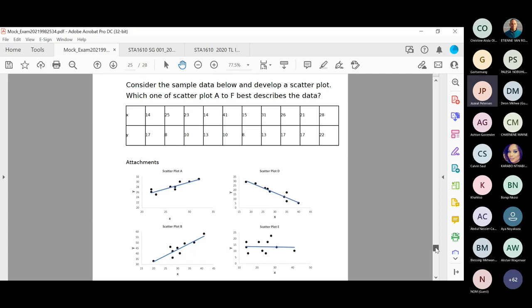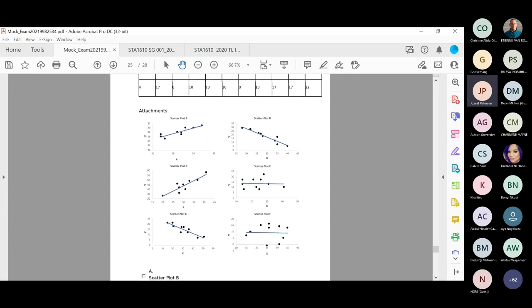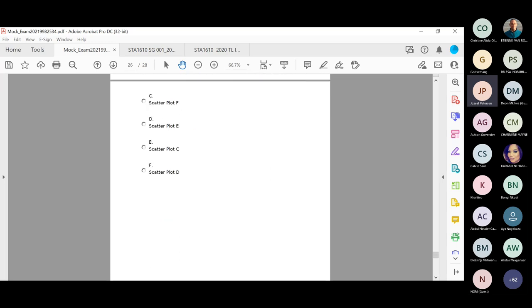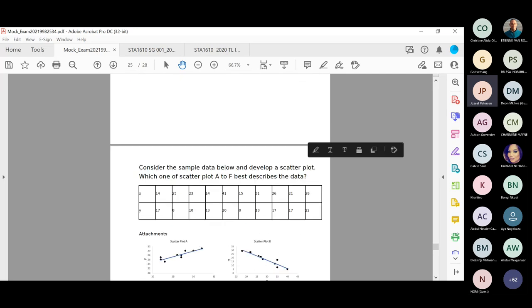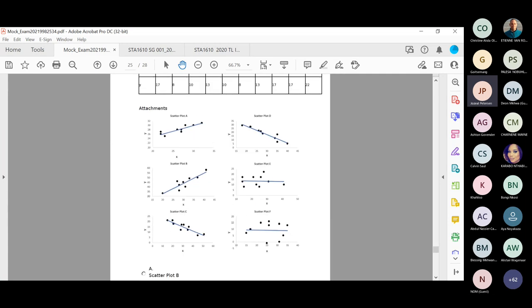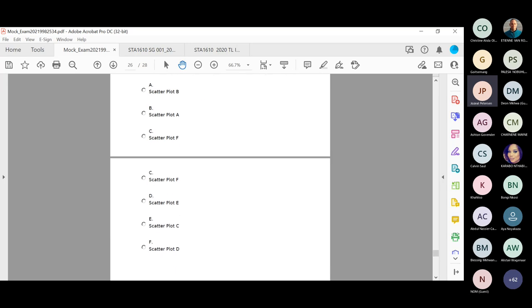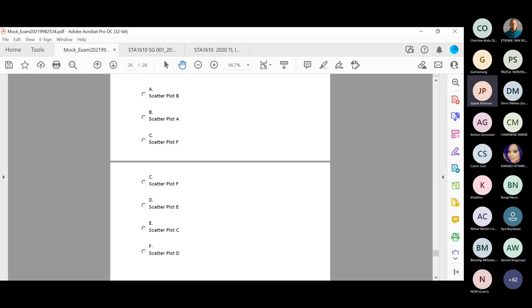So let's look at the question that we have here. Based on this information, they've got scatter plot A, B, C, D, E, F. So many of them. And they're asking you to consider the sample data below and develop a scatter plot. Which one of the scatter plots A to F best describes the data? F is coming up twice. Okay, so D, E, F. And they are not in order. As you can see, A corresponds to scatter plot B, so you must also pay attention to those options.